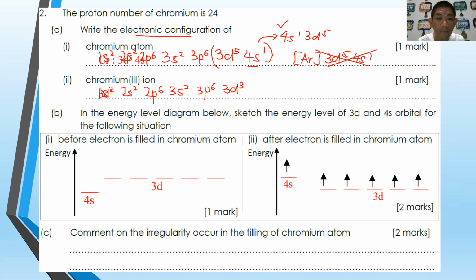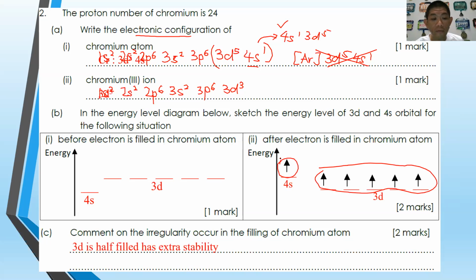Okay, and in here, comment on the irregularity in the filling of the chromium atom. So what are the irregularities in here? Number one, you will notice in the electronic configuration of chromium, 3d is half filled, while 4s is singly filled with one electron. Do you notice that? So those are the 2 points that you have to comment on for the irregularity.